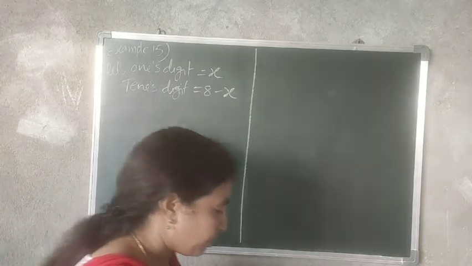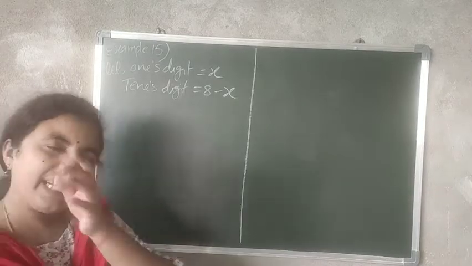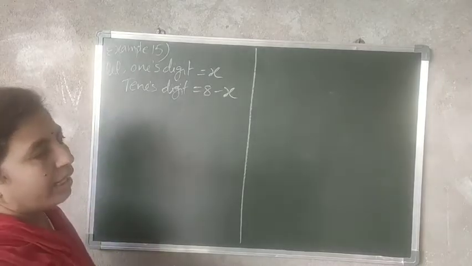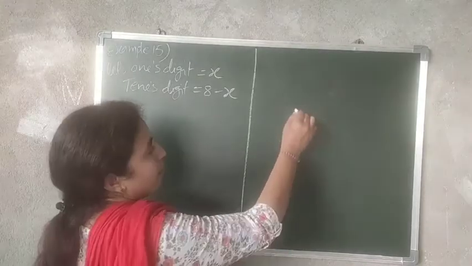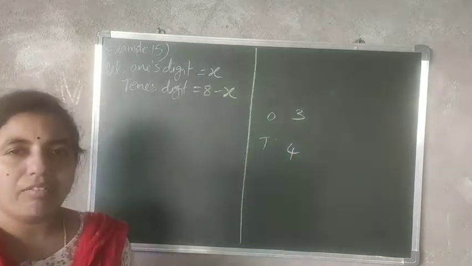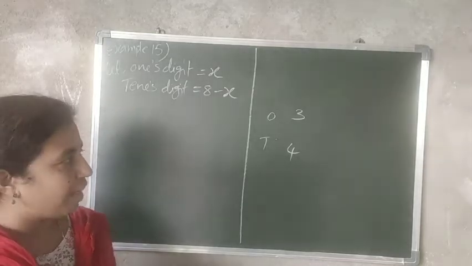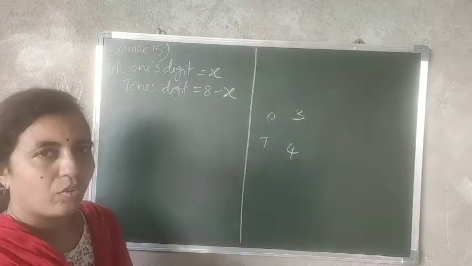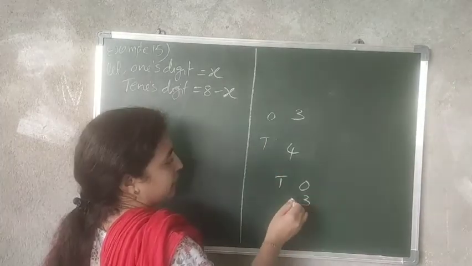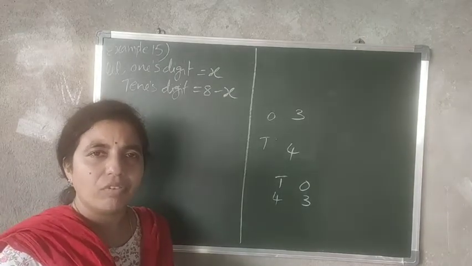So here, okay, let us go with 1. If digits are given, how will you write that number? See, if I say 1's digit is 3, 10's digit is 4, now how will you write this number? How will you read this number? Ones digit is 3, tens digit is 4. But while reading, how will you read? 4, 3. You won't read like 4, 3, no?